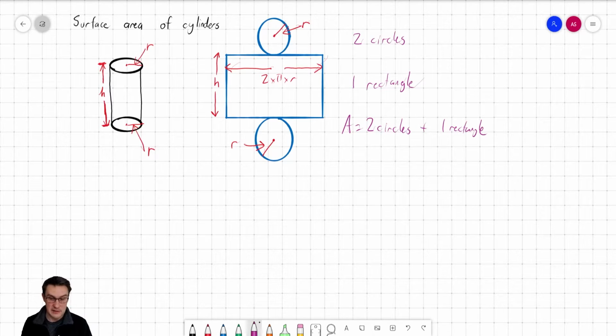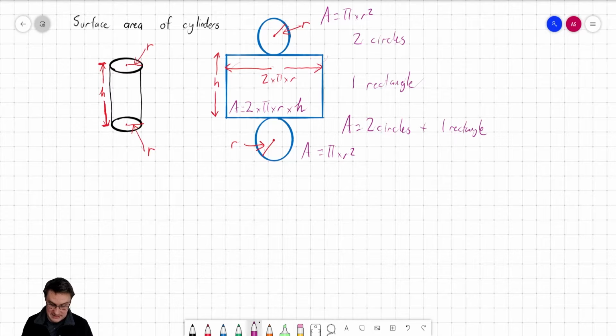So the parts we need: the area of the first circle is pi times r squared. The area of the other circle is also pi times r squared. And lastly, we have the rectangle, which is going to be equal to 2 times pi times r, times the height. That gives us the area of that rectangle.